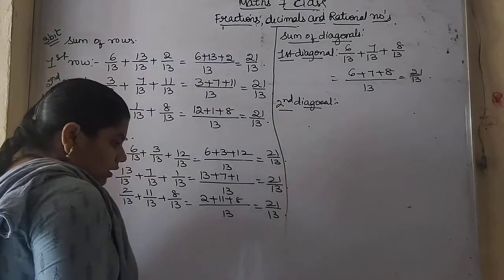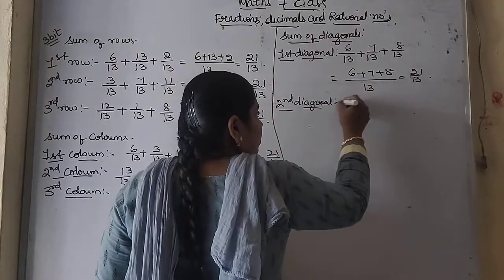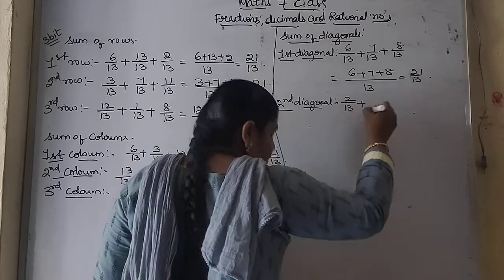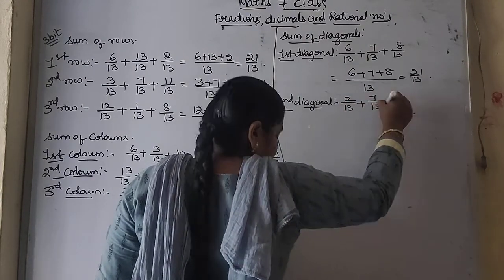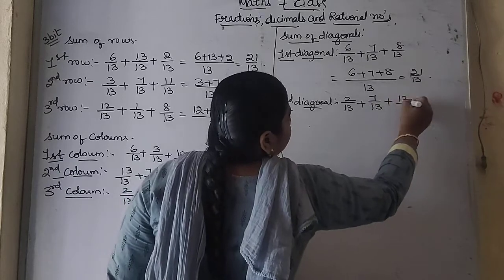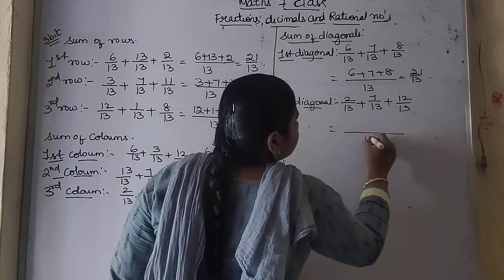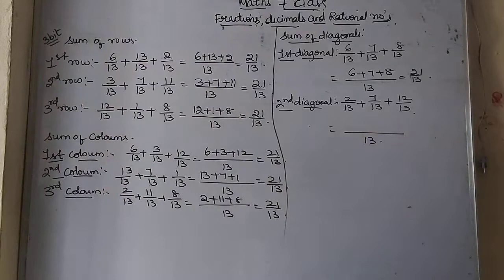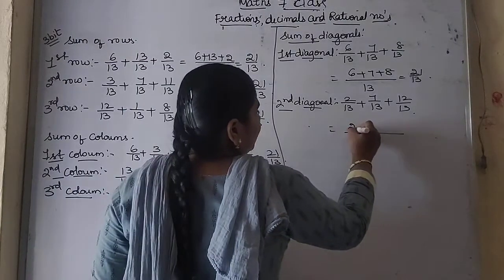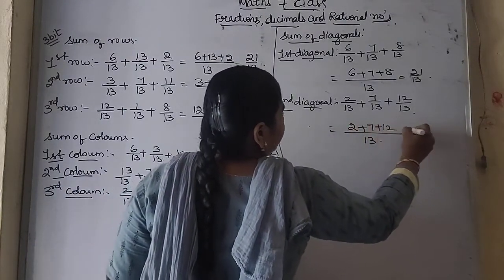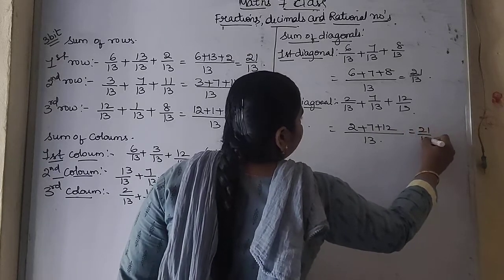What is the second diagonal? That is 2 by 13 plus 7 by 13 plus 12 by 13. So all the denominators are equal, so it will be 13 only. Add the numerator values. So 2 plus 7 plus 12 will be equal to again 21 by 13.